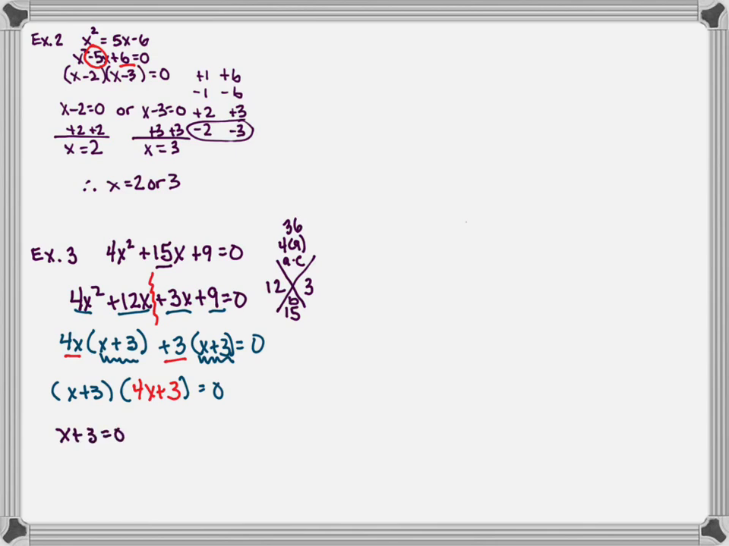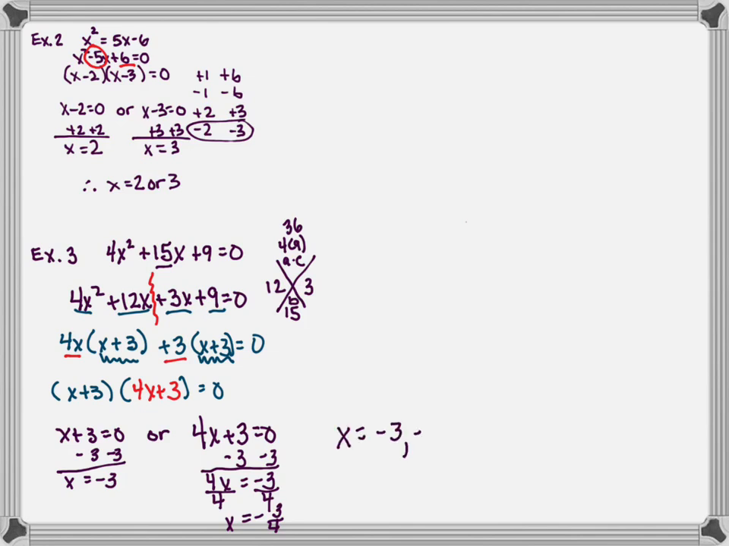Using the zero product property, I'll set each factor equal to 0, so x plus 3 equals 0, or 4x plus 3 equals 0. Solve both of these for x, so I'm going to subtract 3 in the first equation and get x equals negative 3. In the second equation, I'll start by subtracting 3 from both sides. And now I get 4x equals negative 3. And now I'll divide both sides by 4, and I'll end up with x equals negative 3/4. So for my third example, our solution is x equals negative 3 or negative 3/4.